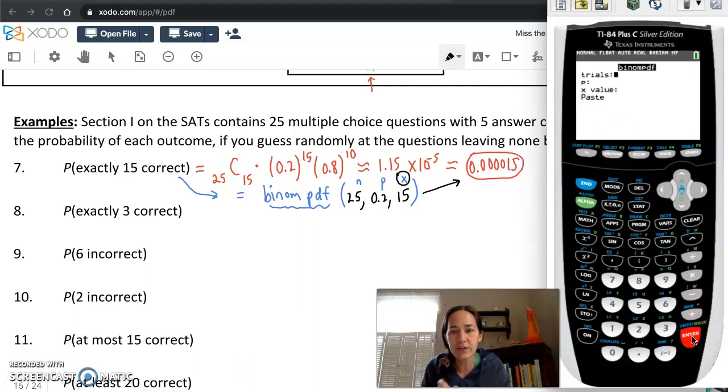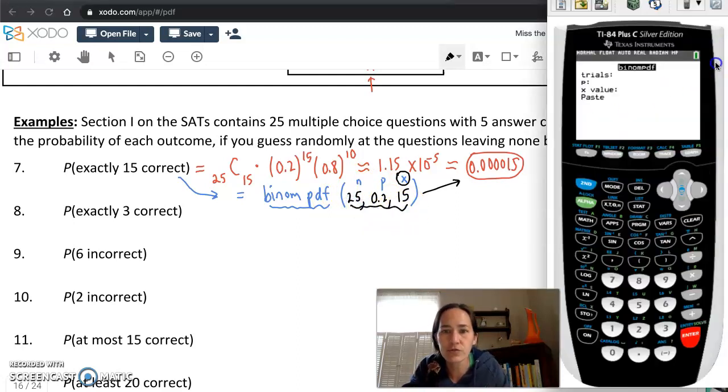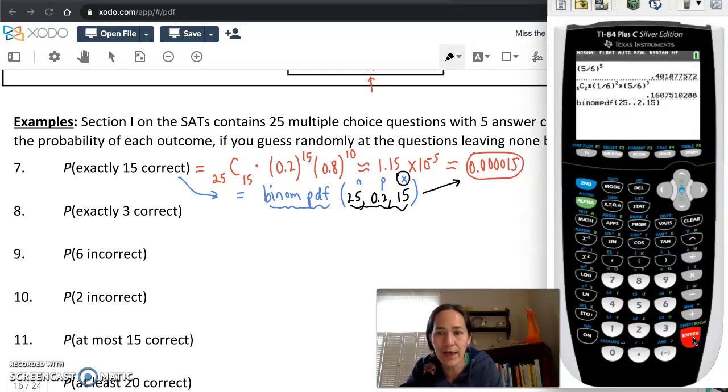Then your calculator either has this interface or it's just asking you for these 3 numbers: 25, comma, 0.2, comma, 15, and the comma key is right up here by the parentheses. Mine says number of trials. Let's type in 25. I'll hit enter. Probability of success, they call it p, is going to be 0.2. X value, how many successes you want, is going to be 15. Enter. I see the format of it, how anybody would type it in with the comma keys, hit enter, and bam, we get the same exact solution.